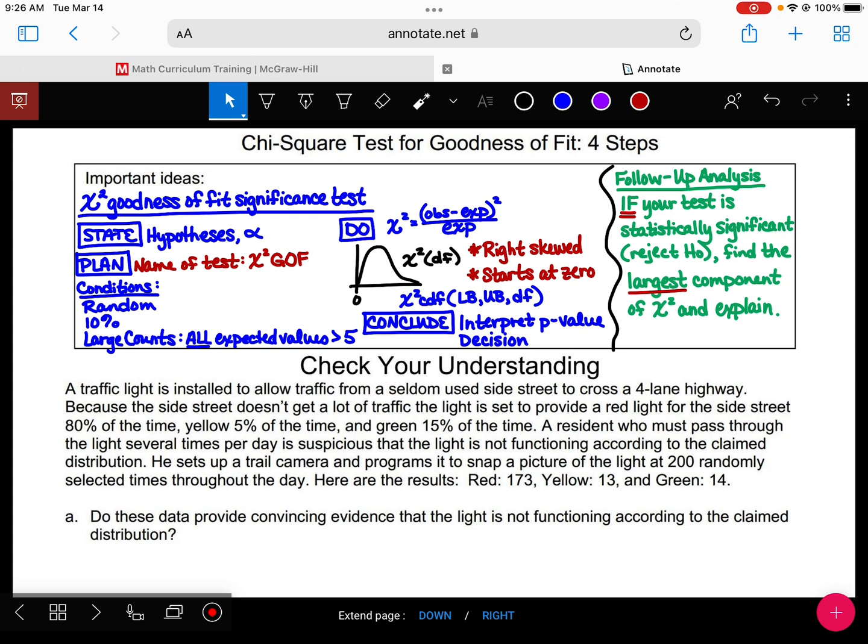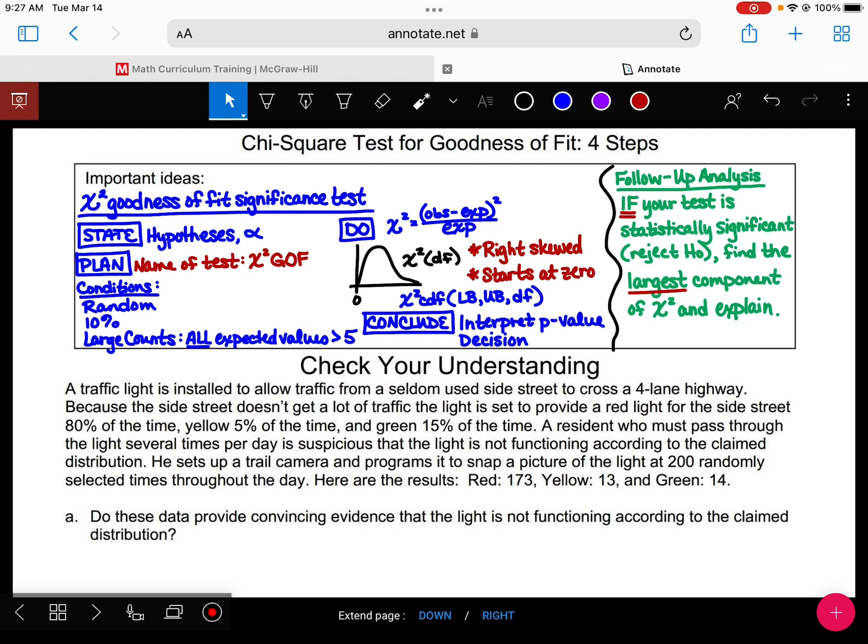So big ideas for today. Kind of sums up yesterday and today in one. Chi-square goodness of fit significance test. We have to state our hypothesis and our alpha level. Our plan, the name of our test is chi-square goodness of fit. You can abbreviate that. Same 3 conditions as always, but large counts. We're not looking for normal. We're not looking for more than 30. We need all of our expected counts to be more than 5.